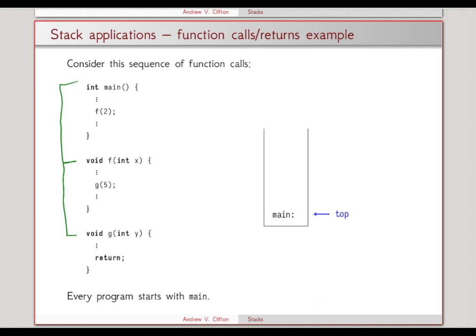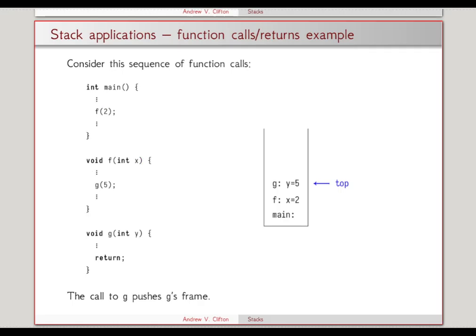When main calls F, we push a new record onto the stack, keeping track of the information about what X is. So X inside of F is 2 there. So now F is the current top of the stack. So now F is running, right? Then we get to the point where F calls G. We push a new record for G onto the stack, keeping track of what Y is. So now G is running.